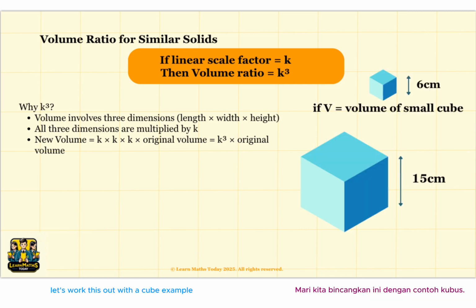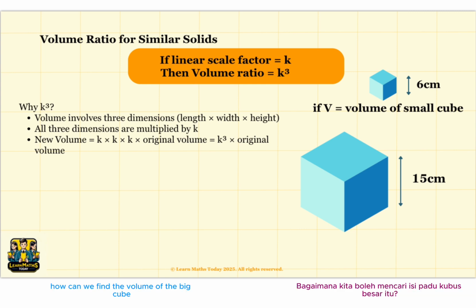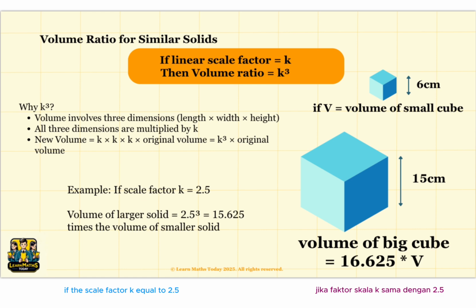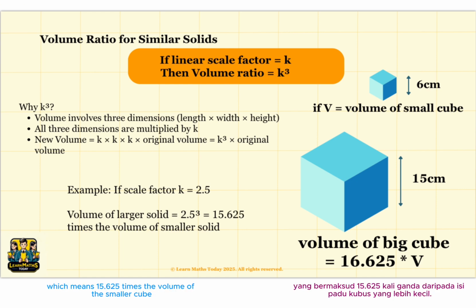Let's work this out with a cube example. We have 2 cubes here, a small cube that is 6 cm and a larger cube that is 15 cm on each side. Our scale factor, let's assume, is still 2.5. How can we find the volume of the big cube? If the scale factor k equals 2.5, the volume of the larger cube equals 2.5 multiplied by 2.5 multiplied by 2.5, which means 15.625 times the volume of the smaller cube.